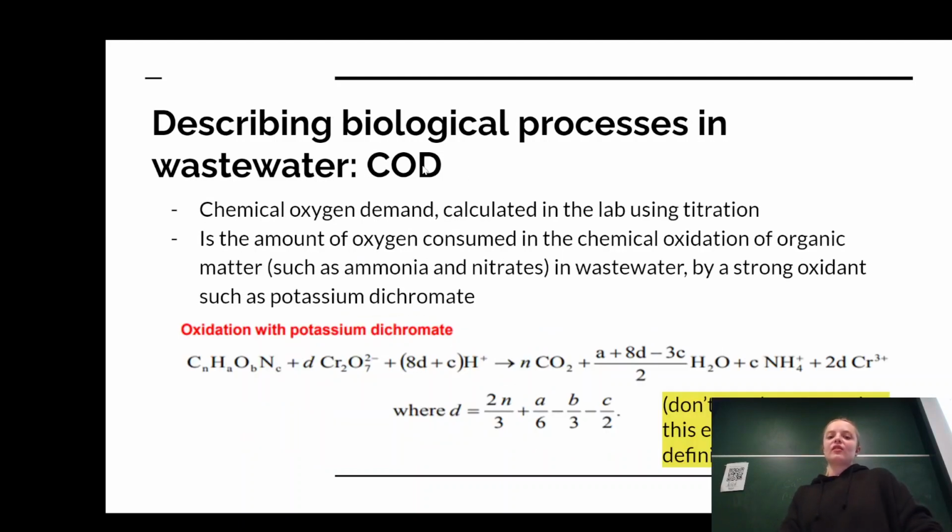All right, moving on, we have chemical oxygen demand. This is something that we figure out in the lab using this thing called titration. You don't really have to know how to do a titration, but the definition here was in last year's exam. So just make sure that you remember the definition. You can ignore this equation down here. But the definition is the amount of oxygen consumed in the chemical oxidation of organic matter. So that's these ammonia and nitrates that we talked about on the previous slide. And they usually do that by adding this strong oxidant called potassium dichromate. They might do it with other types of strong oxidants, but this is the main one they use.